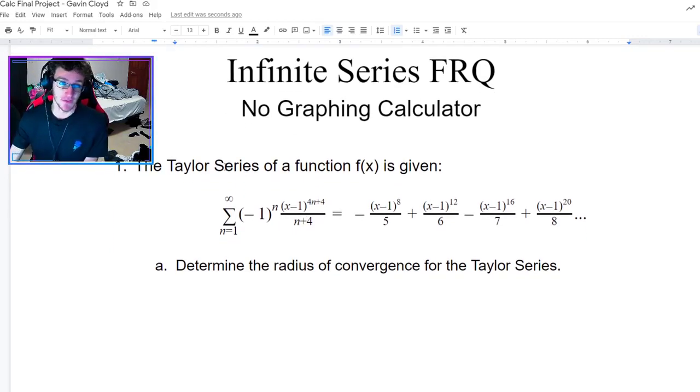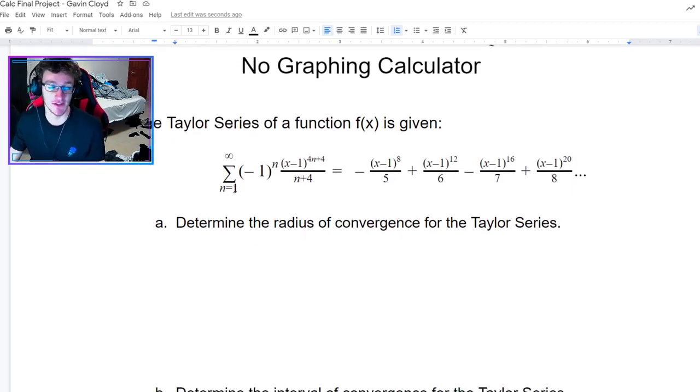So I just created this question, so let's get right into it. The Taylor series of a function f of x is given. The summation is n equals 1 to infinity of negative 1 to the n, so it's an alternating series, times x minus 1 to the 4n plus 4 all over n plus 4. And then I also give the first four terms of the alternating series.